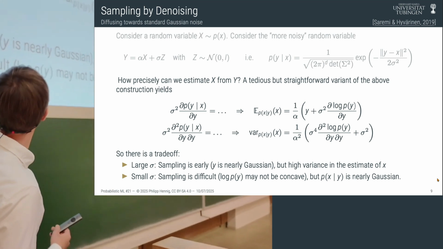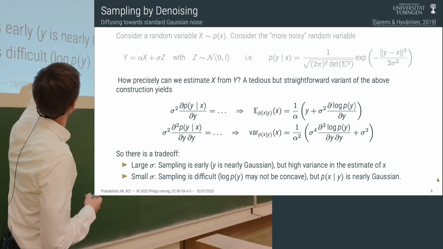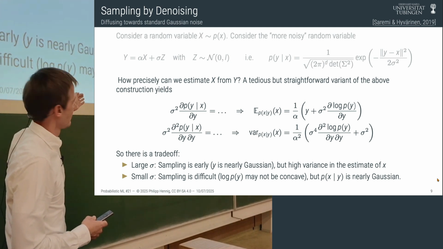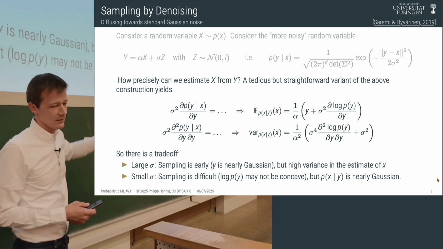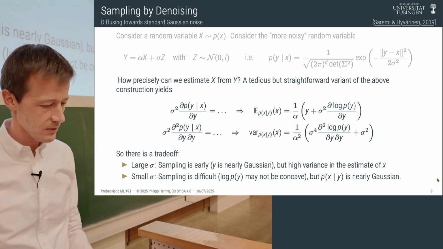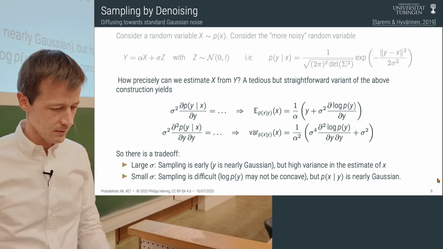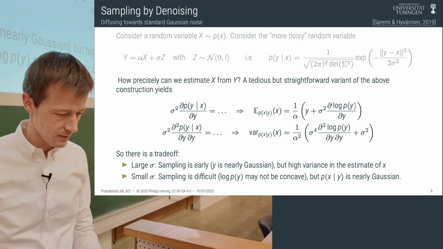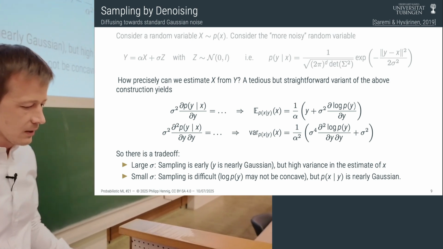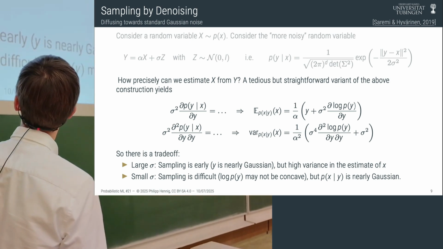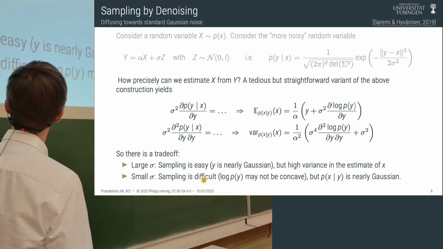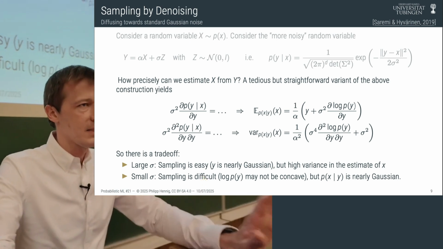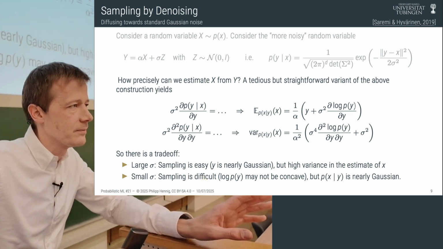Yeah, so it's easy. Sampling is easy because y is nearly Gaussian and it has high variance in x. I'll just correct that. Then sampling is easy. There we go. So, okay, did everyone get that? Because that's a key observation.